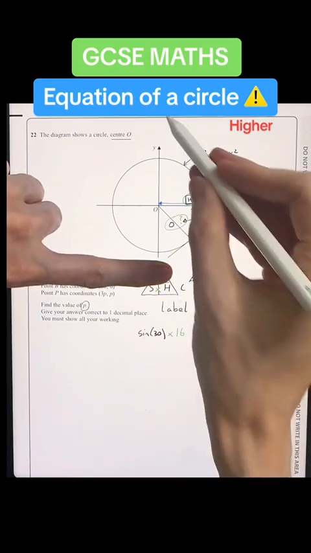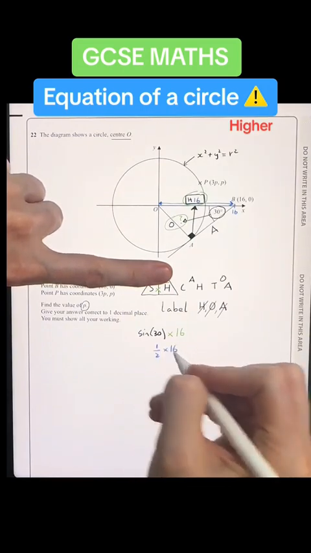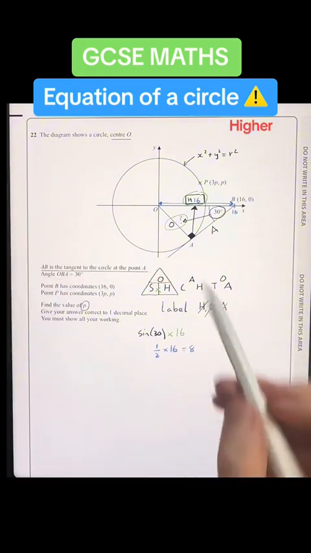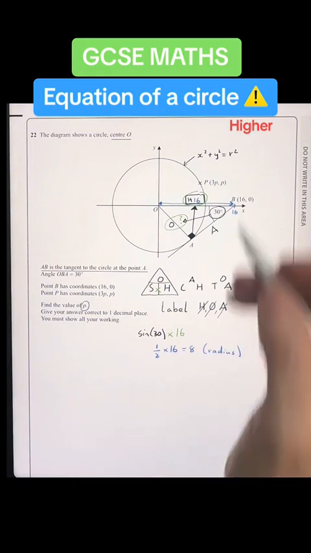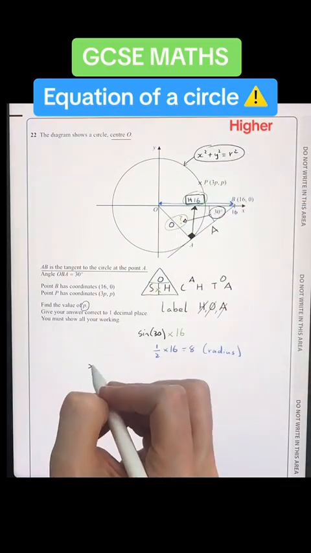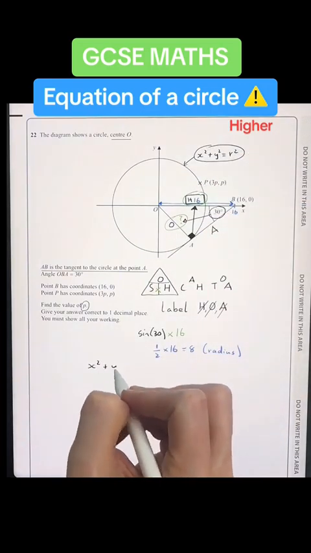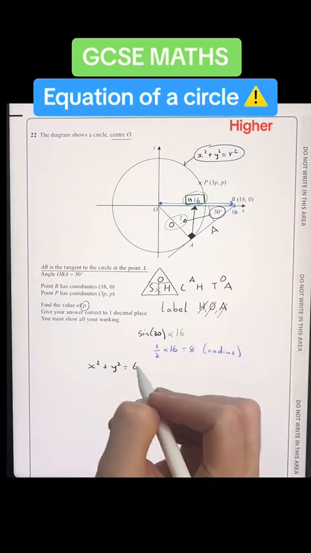We should know that sine of 30 is an exact value, which is a half, and a half multiplied by 16 will give us 8. So now my radius of my circle is 8. Now I know the radius of the circle is 8, and I know the equation of the circle is x squared plus y squared equals r squared. Hence it's going to be x squared plus y squared. As r is now 8, we're going to have 8 squared on the right, which will give us 64.